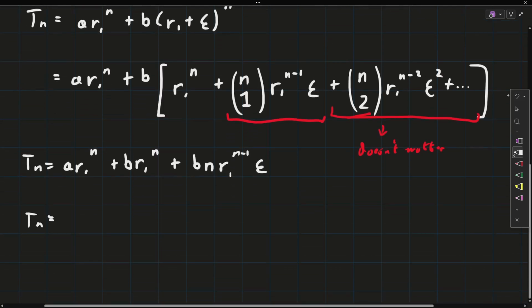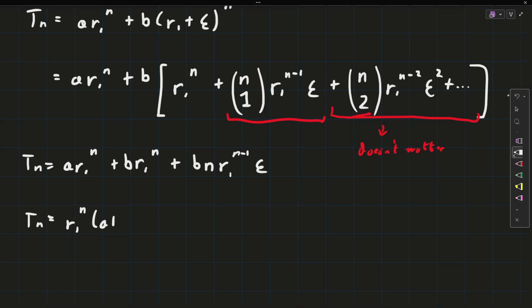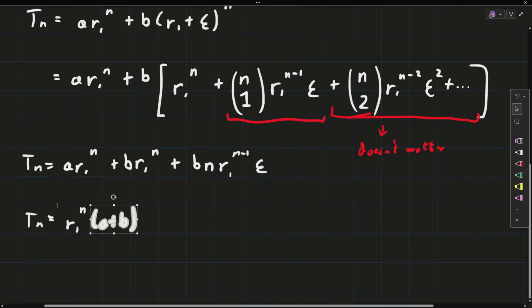Let's simplify this a little bit. This first part all combines into one, because we just get r1 to the power of n times a plus b, and this is just some number. It's just some number times r1 to the power of n. So that's not super useful to us, because we need two unknowns for our initial conditions. But then what we have is bn epsilon.